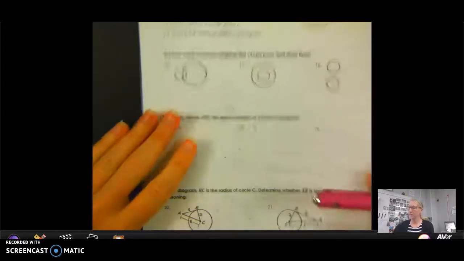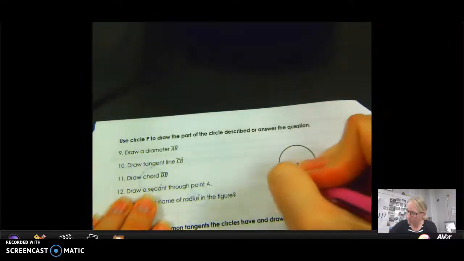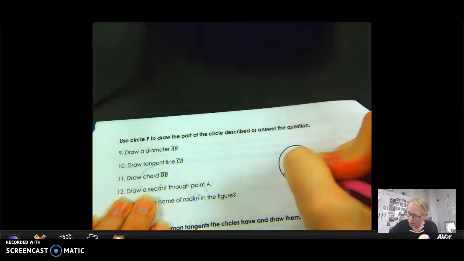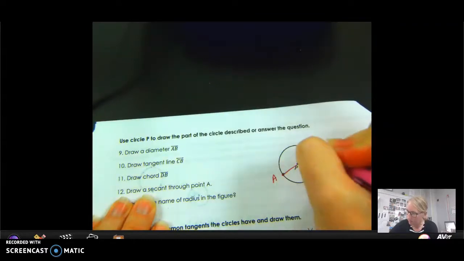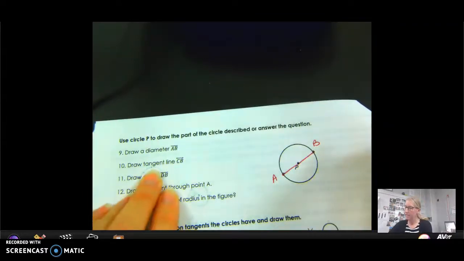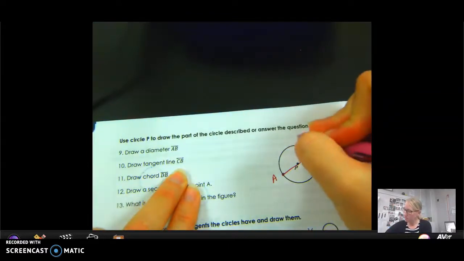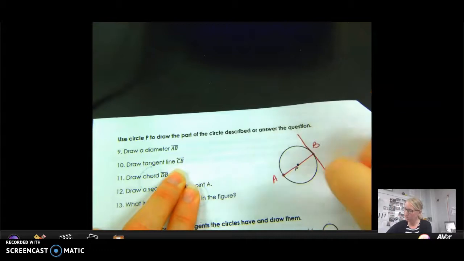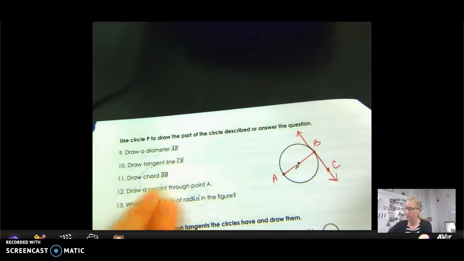All right, next page. Use circle P to draw the part of the circle described in the answer to the question. So draw diameter AB. So diameter goes all the way through. It hits the circle. I'm going to call that A. I'm going to call that B. Draw tangent line CB. So it's going through B. So tangent just hits at one point. It's going to hit at point B because we already have point B on there. And I'm just going to put point C somewhere on here.